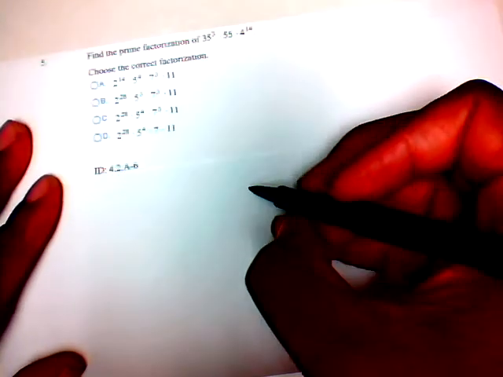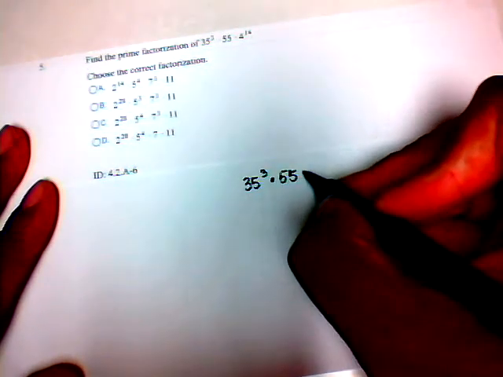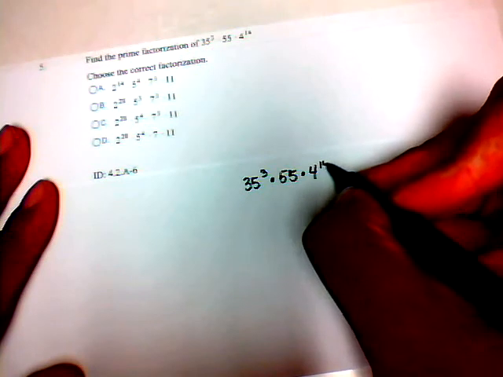Okay, here's the next problem. Let's say we had this: 35 to the third times 55 times 4 to the 14th. And you want to choose the correct factorization. Okay, now let's look at what we have. 35 to the third times 55 times 4 to the 14th.